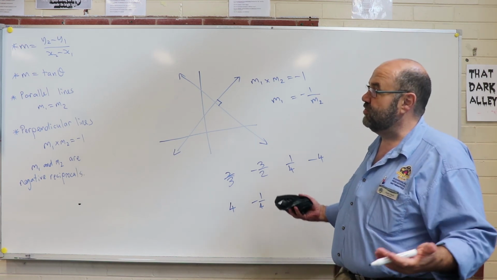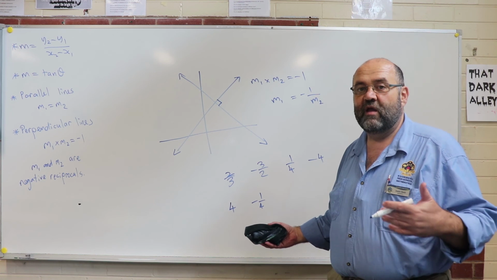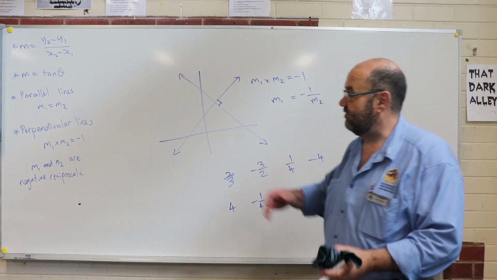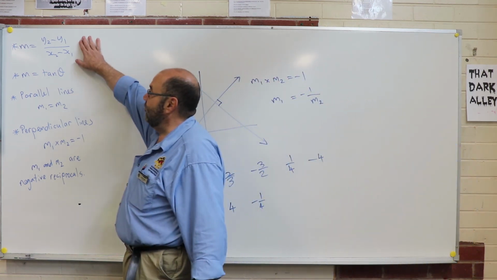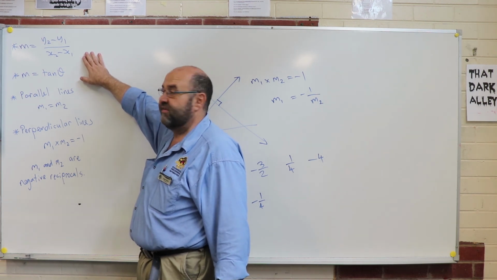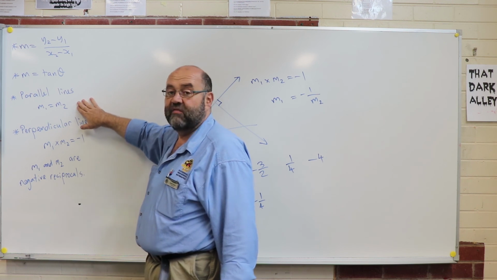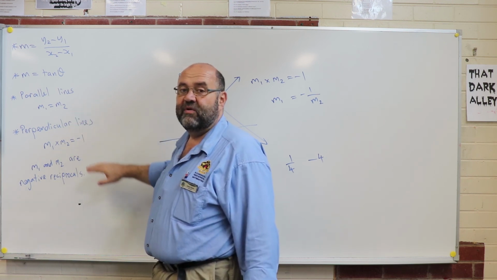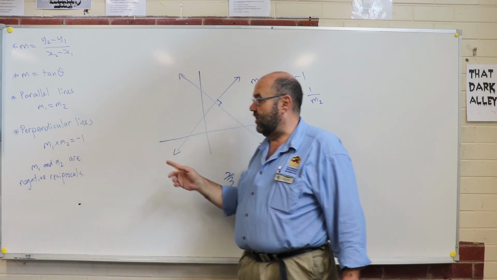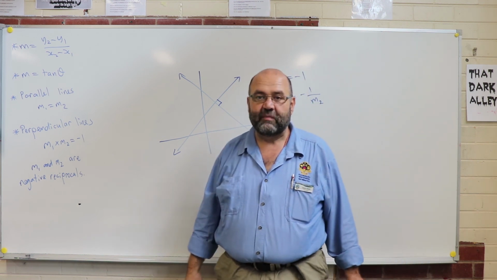So they're the 4 little juicy facts that we need to take away for the gradient of 2 lines. The gradient is y2 minus y1 over x2 minus x1. The gradient is equal to tan theta. Parallel lines have equal gradients, and perpendicular lines have gradients that are negative reciprocals of one another.